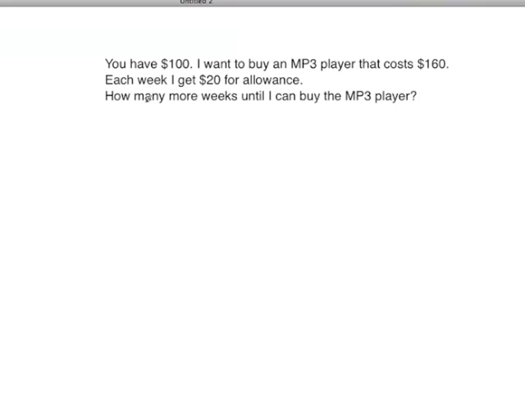Now, here's what I like to do with this, okay? The first thing I'm going to look at is right here. How many more weeks before I can buy the MP3 player? That tells me right now what my question is. I've got all this information, but I'm not going to use it yet. I'm going to look here and try to figure out what my answer is. So the question is, how many more weeks until I can buy my MP3 player? This tells me right here that I'm not looking for a dollar amount. Now my answer is going to be an amount of weeks.